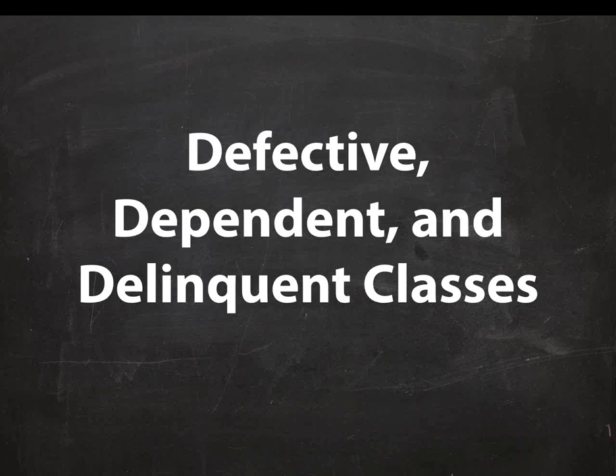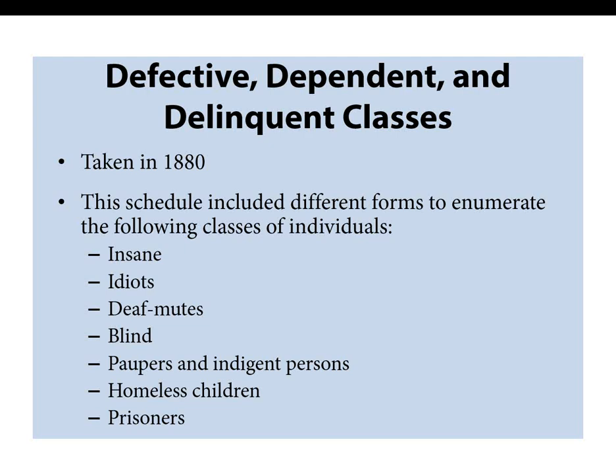Okay, so that was agricultural schedules. Those were fun schedules. This schedule is incredibly depressing, but it gives you so much information if your ancestors are included on here. This is the defective, dependent, and delinquent classes, and all of the titles and descriptions that are included in this particular class are incredibly offensive today. But I'm just using the term that is used on the particular census. It's taken in 1880.